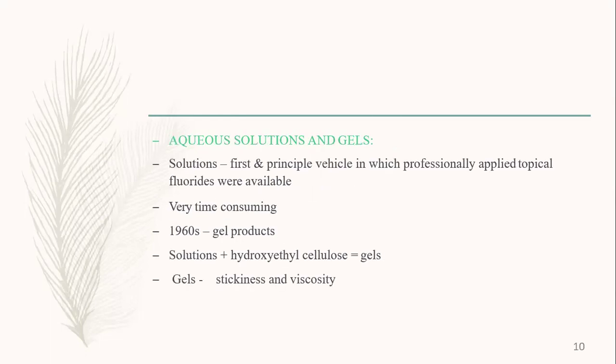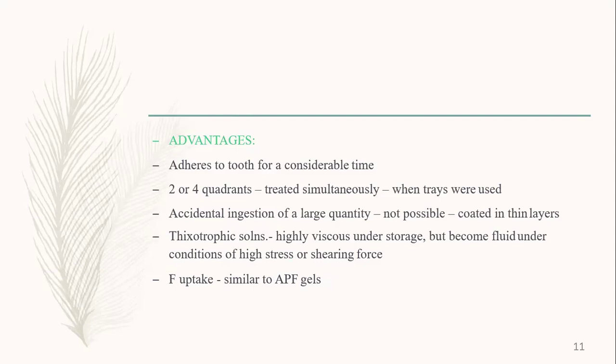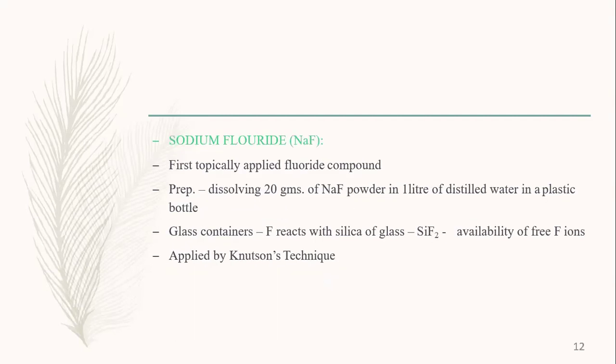Aqueous solution and gel were the first and principal vehicles in which professionally applied topical fluorides were available. They were very time consuming. In 1960, gel products came, which include the solution plus hydroxyethyl cellulose in the form of a gel. Advantages are that it adheres to the tooth for a considerable time. Two or four quadrants are treated simultaneously when trays are used. Accidental ingestion of a large quantity is not possible. Thixotropic solutions have high viscosity and fluoride uptake is similar to the APF gels.